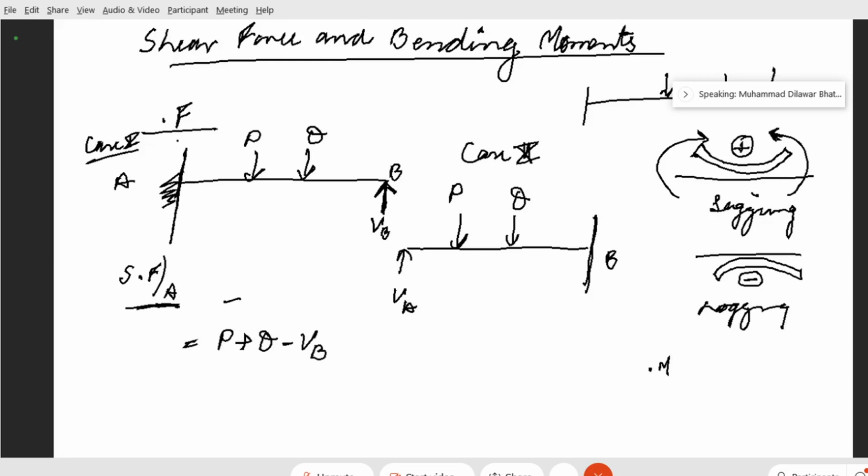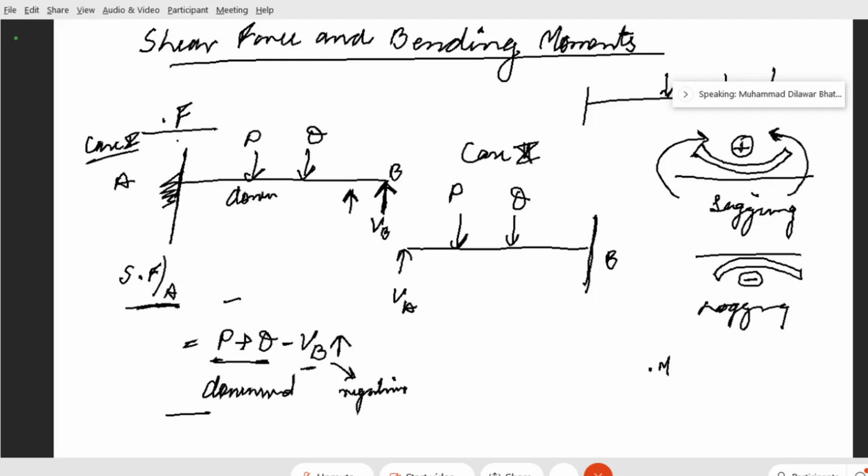That means the amount of load that is coming from the upwards is positive. The P and Q are going actually downwards. Downward force will be taken as positive, and upward force VB will be taken as negative.